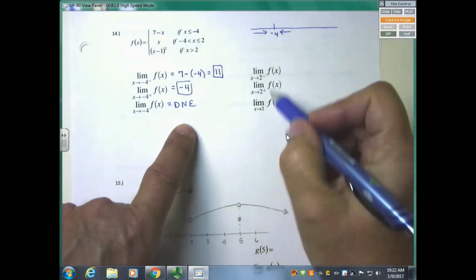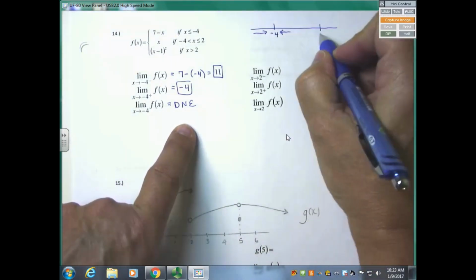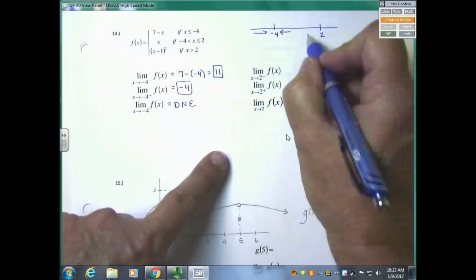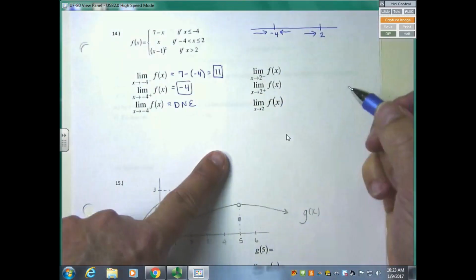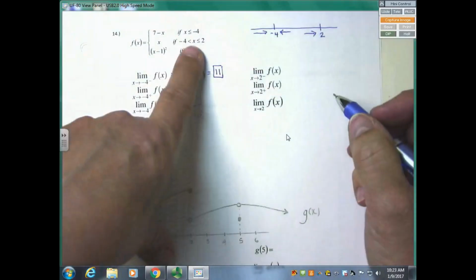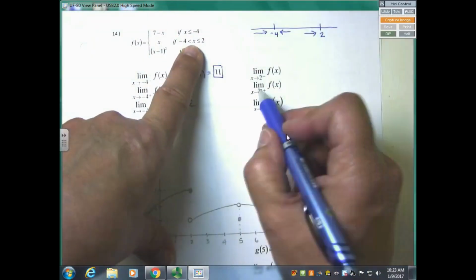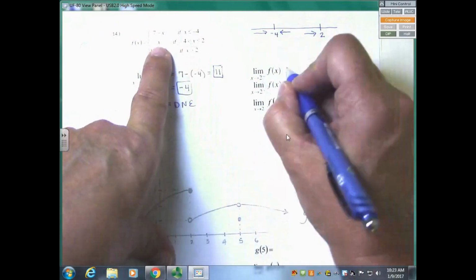All right, let's try 2. Here's 2. We're going to approach 2 from the left. Those are numbers smaller than 2, which would fall into this category. So we're going to plug in 2 into here. So that's just 2.